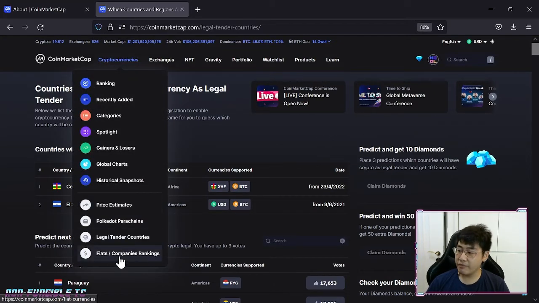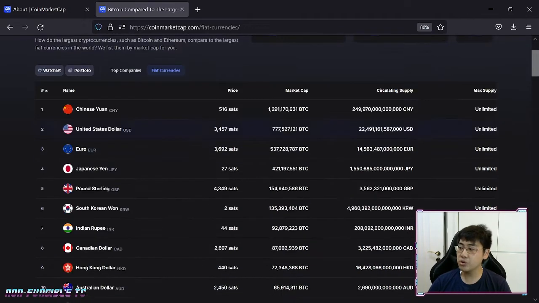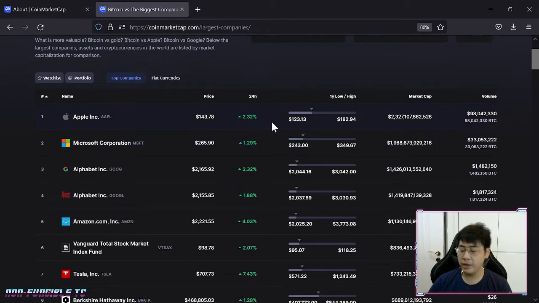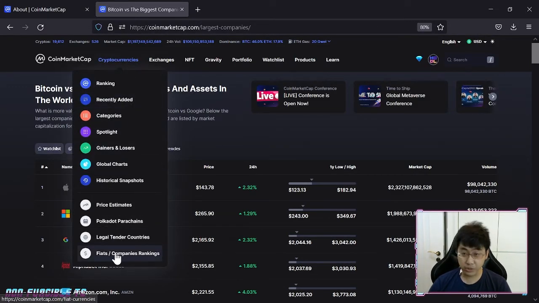And then they also have a fiat companies rating. So it kind of gives you how the largest cryptocurrencies such as Bitcoin and Ethereum compare to the largest fiat currencies in the world. And then it shows you by the market cap, right? And this is the fiat currency. And then this one shows you the top companies, right? So in terms of Bitcoin and comparing with that big tech company, right? So this is all the items under cryptocurrency.